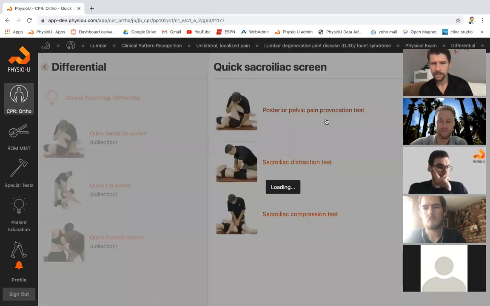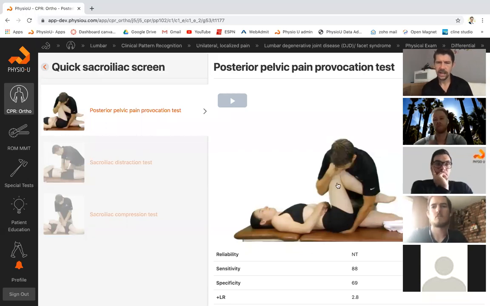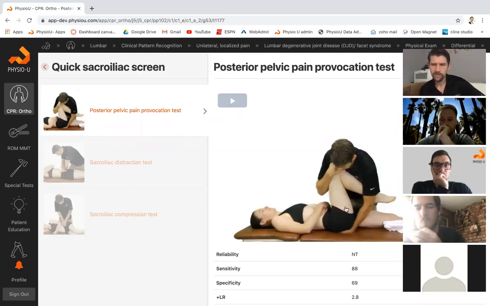So with the posterior pelvic thigh thrust, you're just creating a gap underneath the pelvis, and you're pushing posterior into the table through their femur, creating a shear on the SI, right? Do you guys see any issues with it if someone has an acute facet problem in their back, and you're doing this test to rule out SIJ?